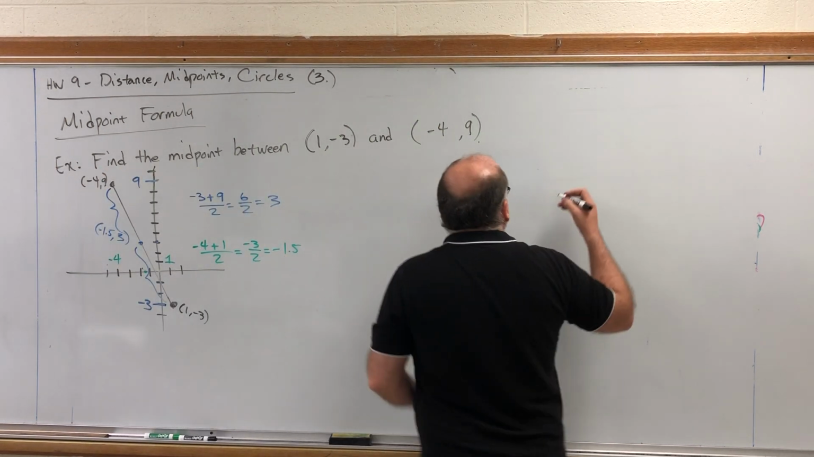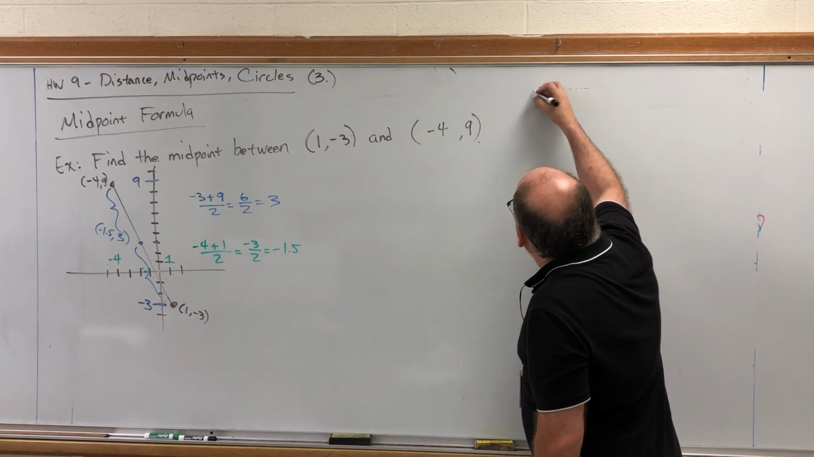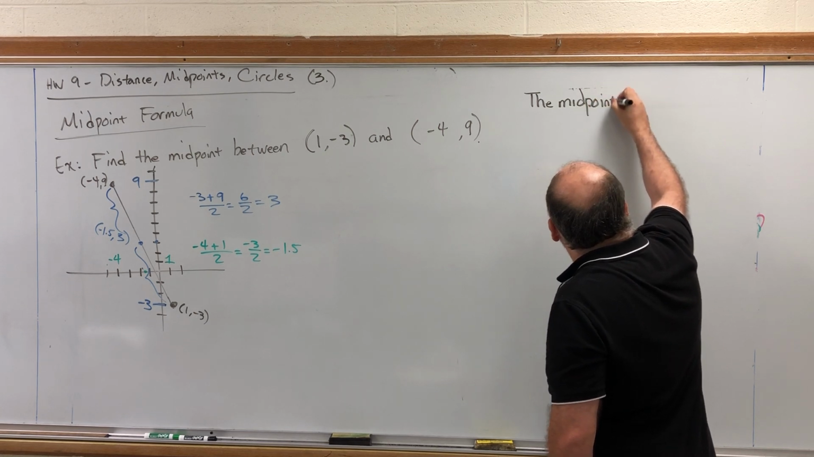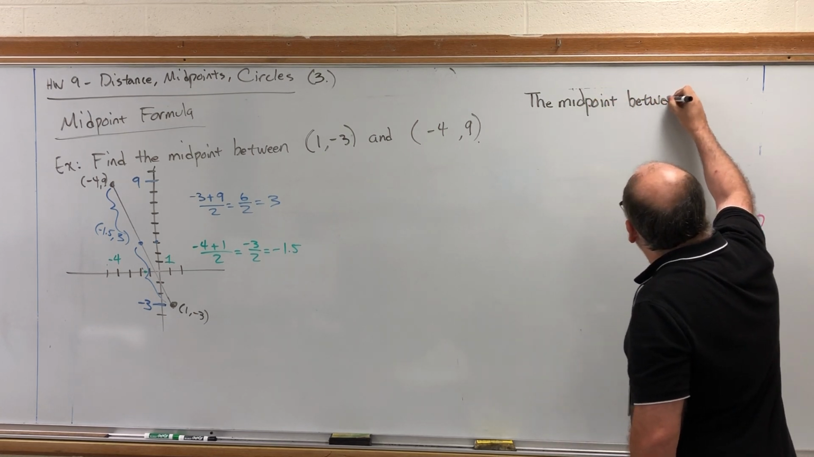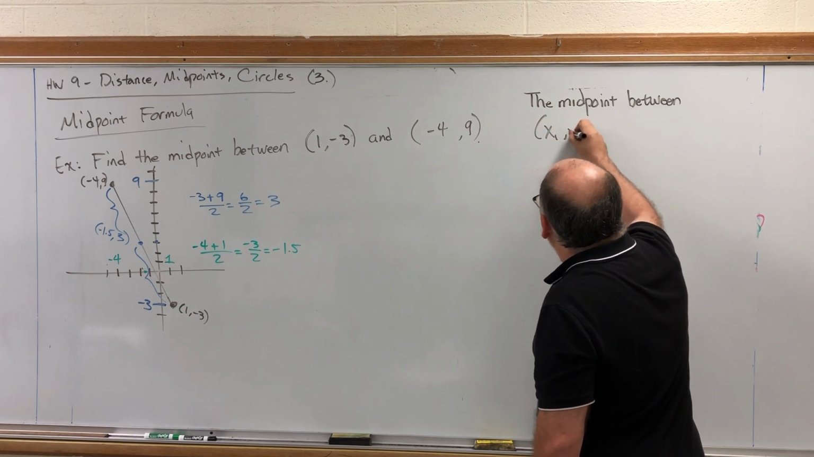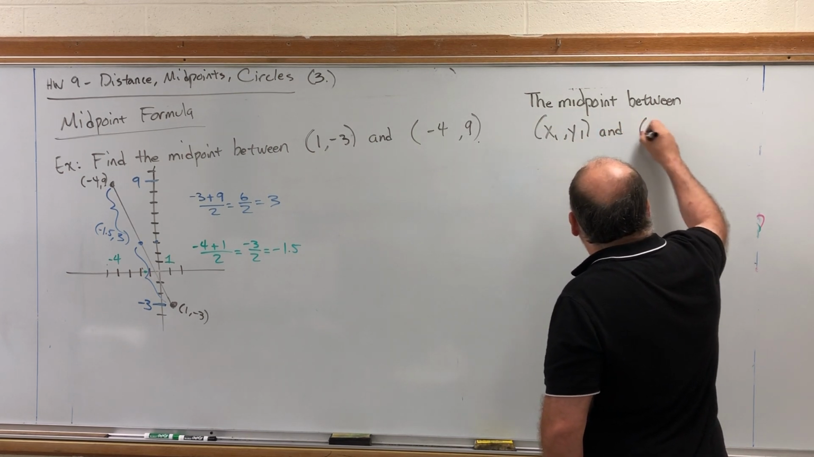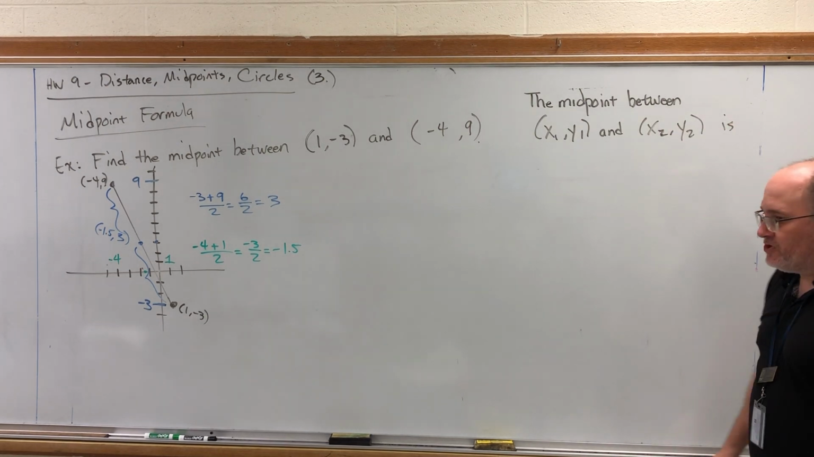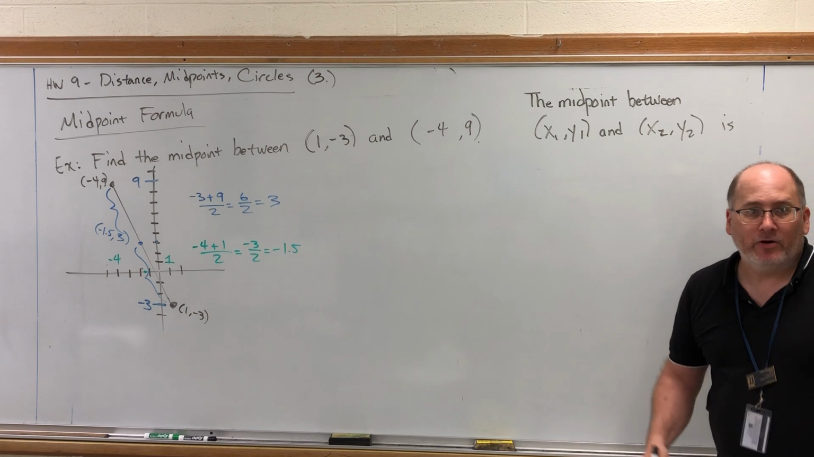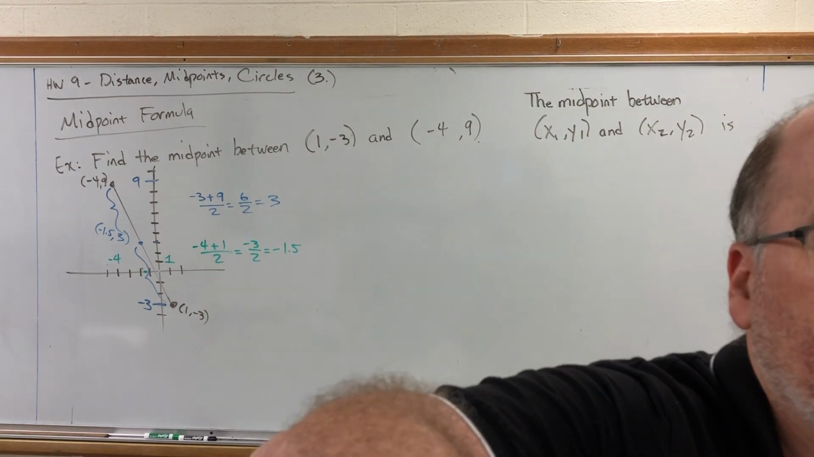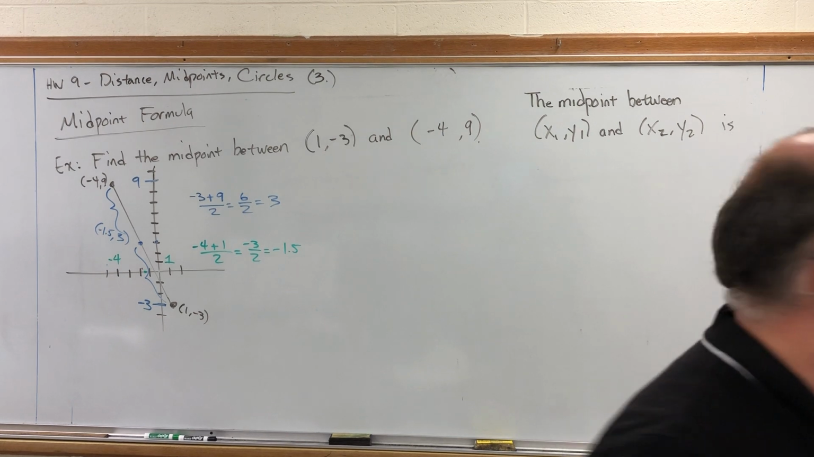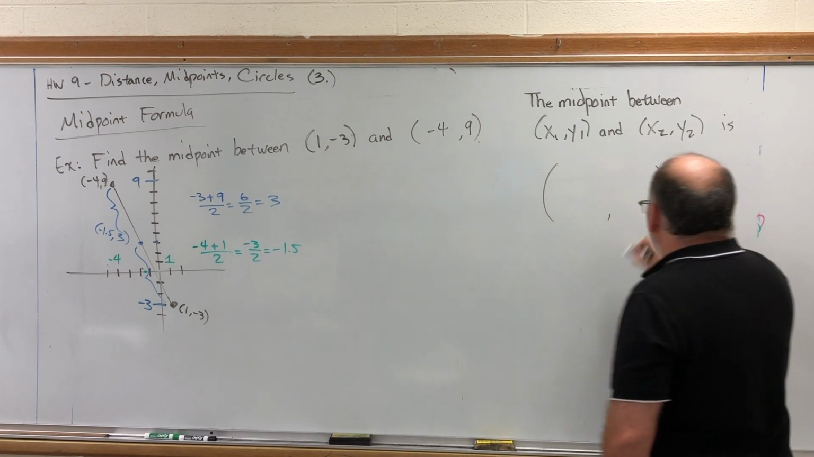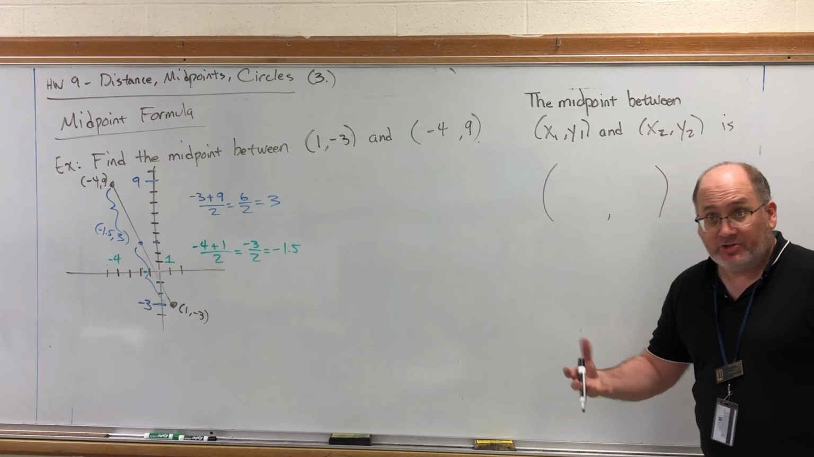As far as the formula, it's pretty easy. The midpoint between (x1, y1) and (x2, y2) is, well, first off, it's another point, so it's an ordered pair. So it has 2 coordinates, an x and a y. Unlike the distance formula, which gives you 1 value, the distance.